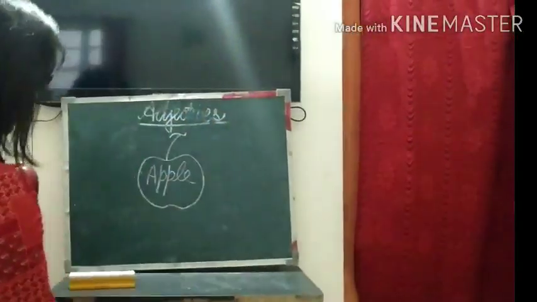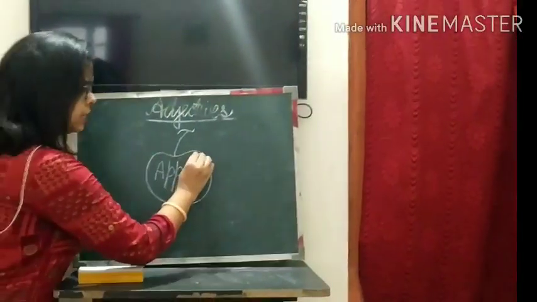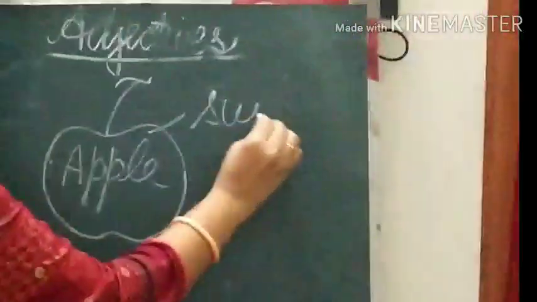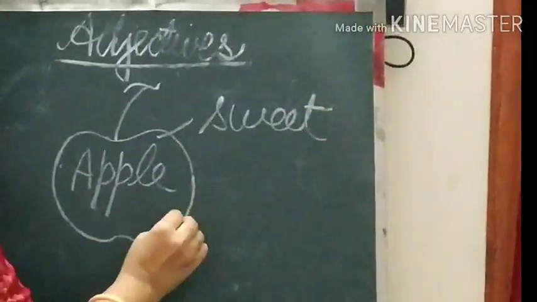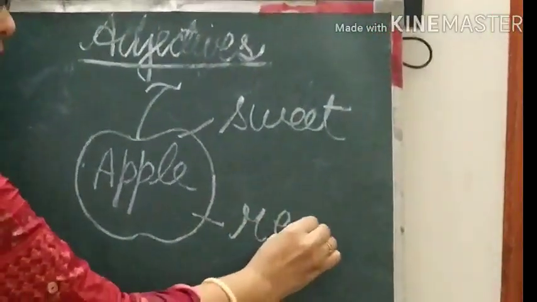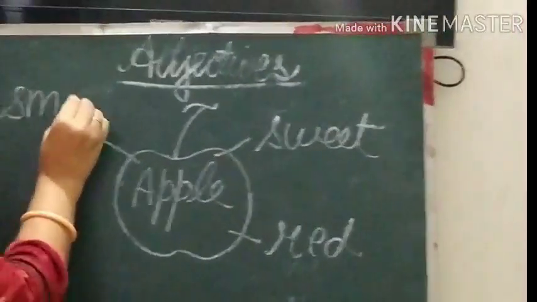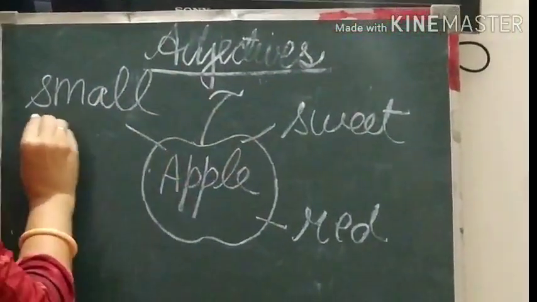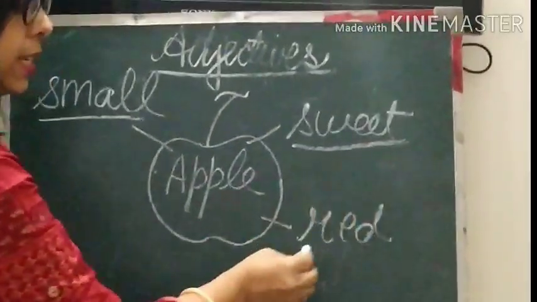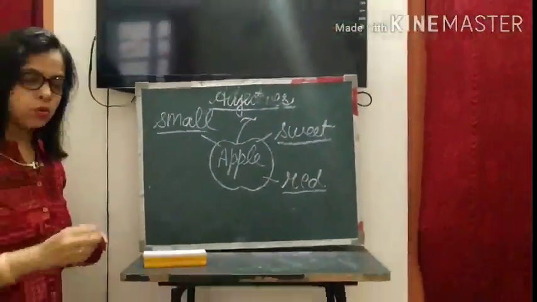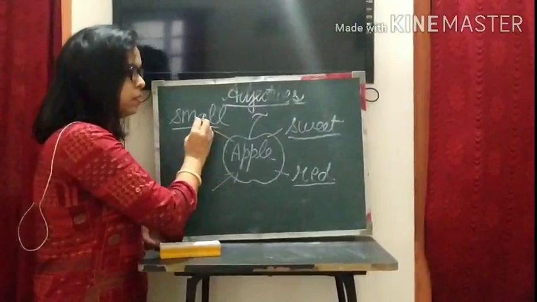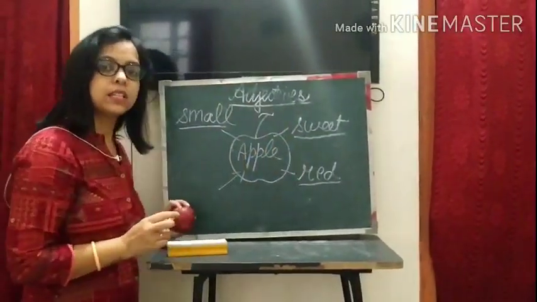Okay. So let's see about the apple. It is a sweet apple. It is a red apple. It is a small apple. So children, these words like small, sweet, red, these are also describing this apple. So these words are also called describing words.